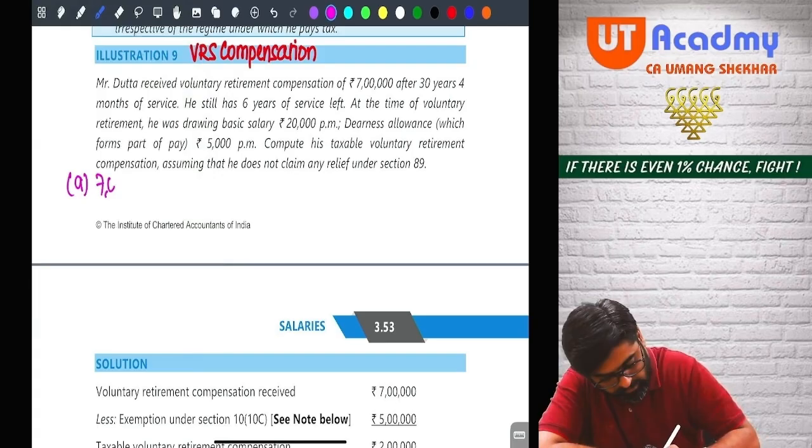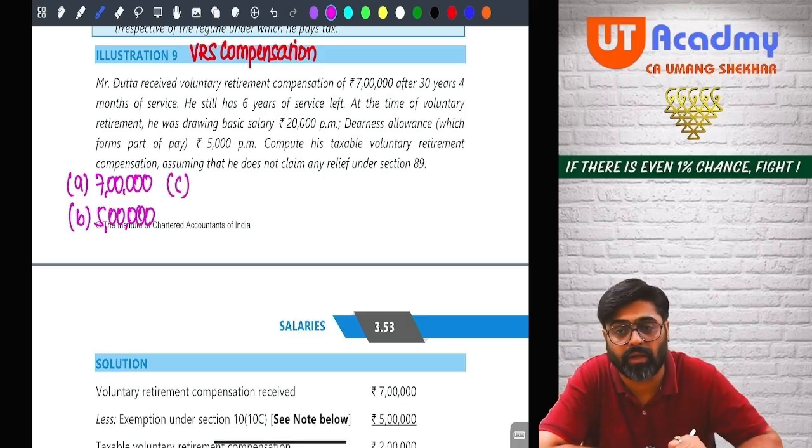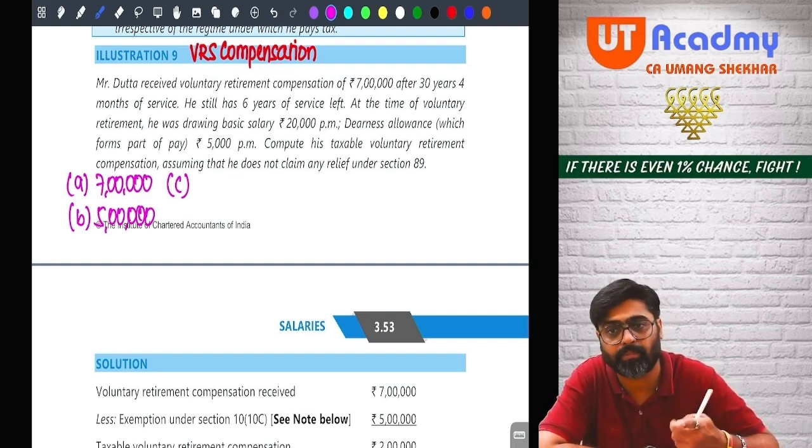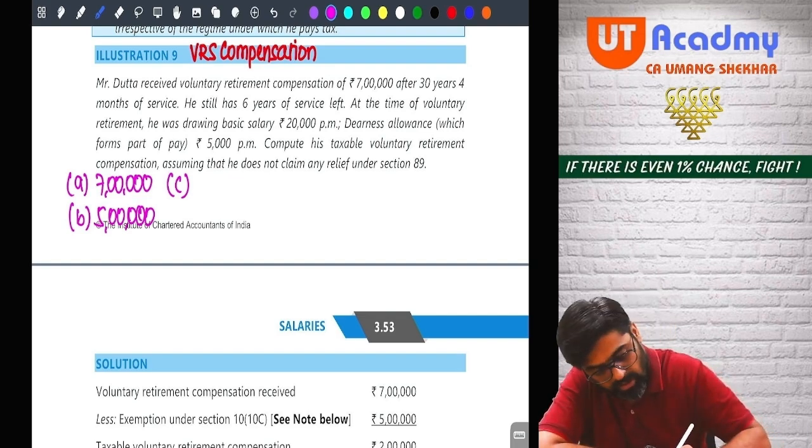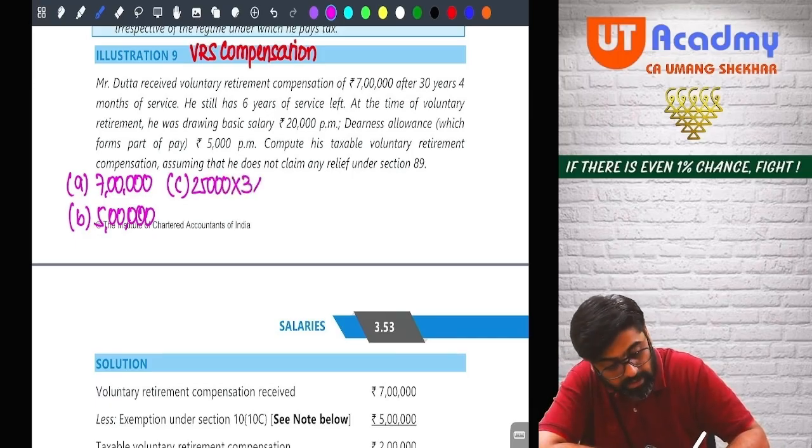Actual amount 7 lakhs. B is maximum 5 lakhs. C is last drawn salary per month: last month's basic, last month's DA in terms and turnover commission. Turnover commission is not given. Basic and DA in terms are given. That is 20 plus 5,000 will give you 25,000. So 25,000 into 3 into number of completed years. That is 30 years. So you are going to get 22,50,000 over here.